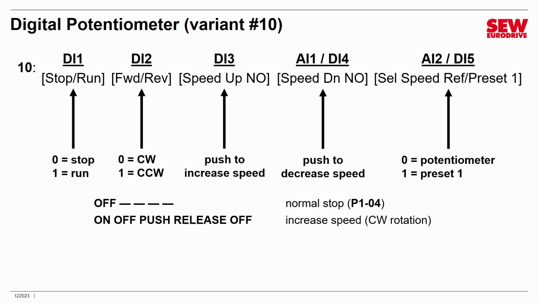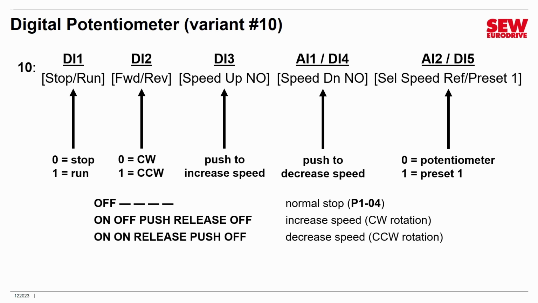The VFD will be turning in the clockwise direction, and the longer you hold the button, the faster the motor will go. Now, in this example, digital input 1 is on, so the VFD is enabled. Digital input 2 is on. That selects counterclockwise rotation. Digital input 5 is off. That selects the digital potentiometer.